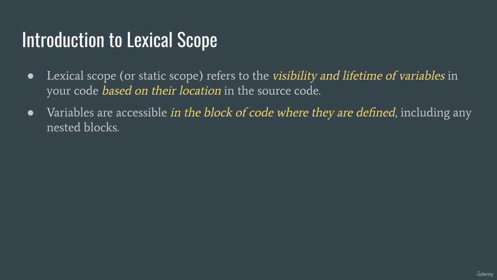Lexical scope, also known as static scope, refers to the visibility and lifetime of variables based on where they are defined in your code. In simple terms, a variable is accessible within the block of code where it's defined, including any nested blocks inside that scope.